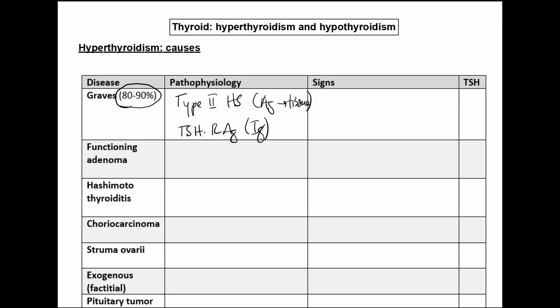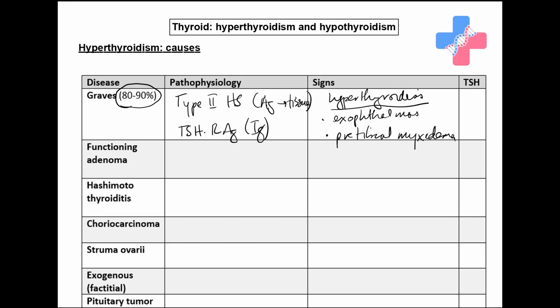The signs are those of hyperthyroidism, which we'll discuss soon, but critically important are the extrathyroid findings of exophthalmos and pretibial myxedema. These are caused by the TSH receptor antibodies cross-reacting with the connective tissues of these sites, and they're not found in any other type of hyperthyroidism. The TSH will be suppressed by the T4 produced by the stimulated thyroid.